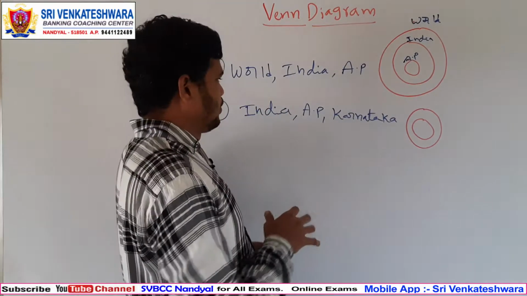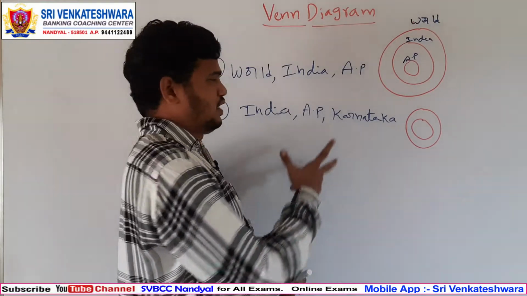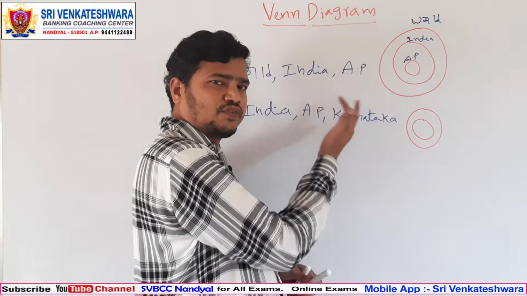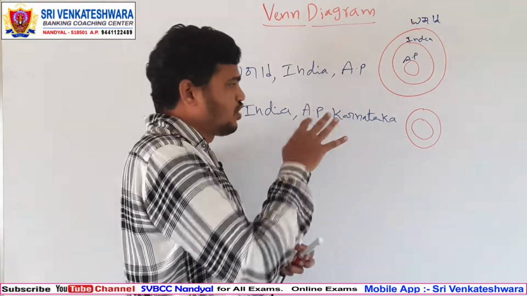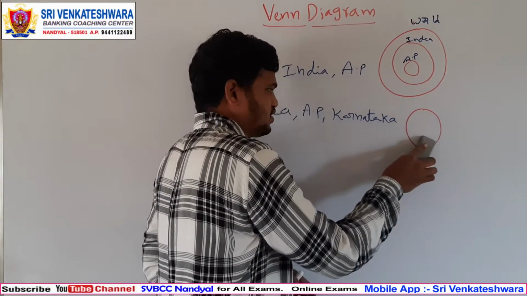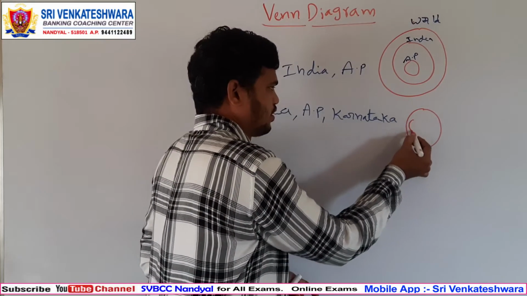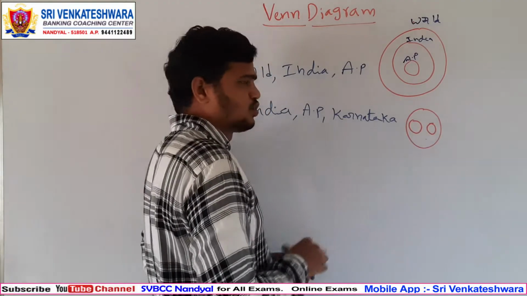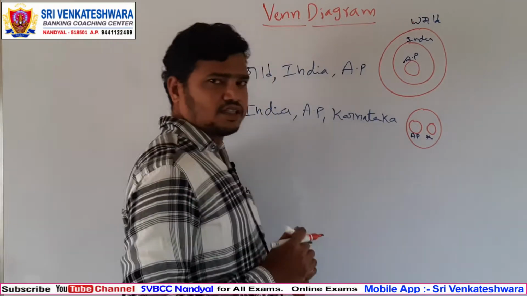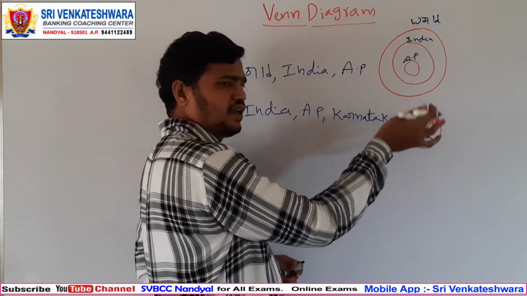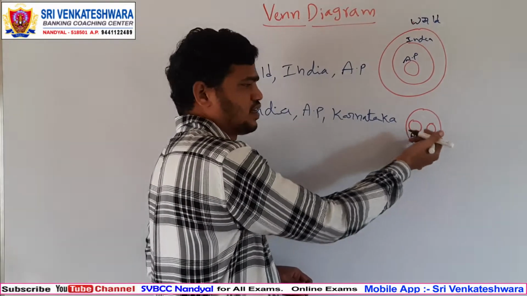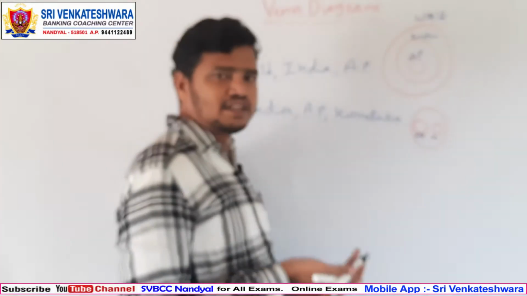Now, Karnataka. What is the difference between AP and Karnataka? Both are states, but they are different states in India. So in India we can have 2 different states, and we will draw like this. This is AP and this is Karnataka. If you have more than this, you can draw another circle.